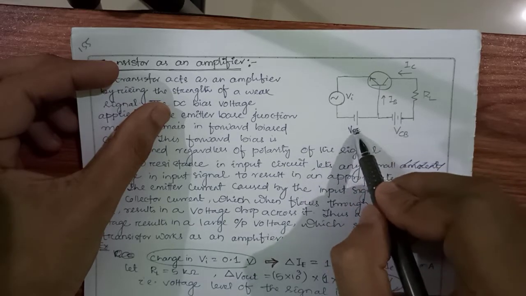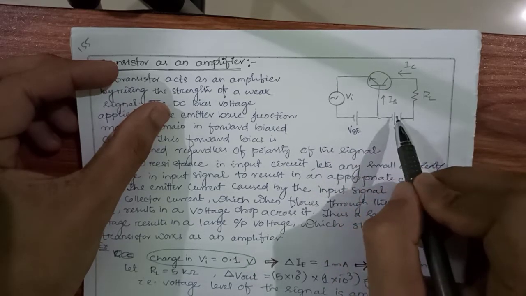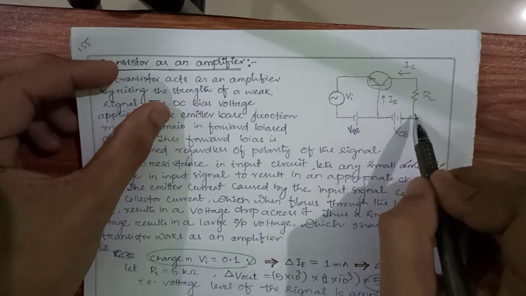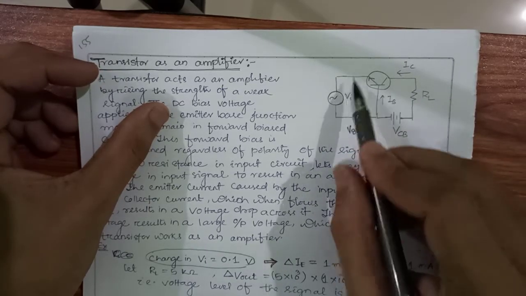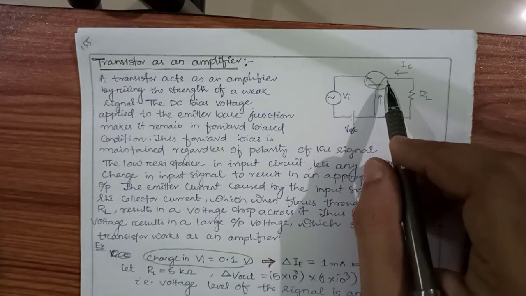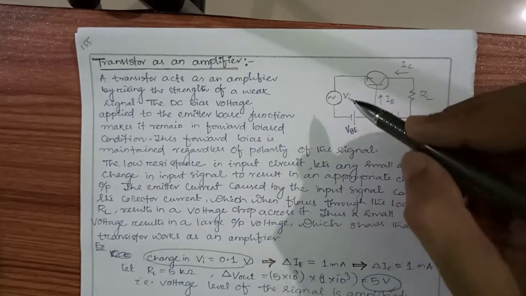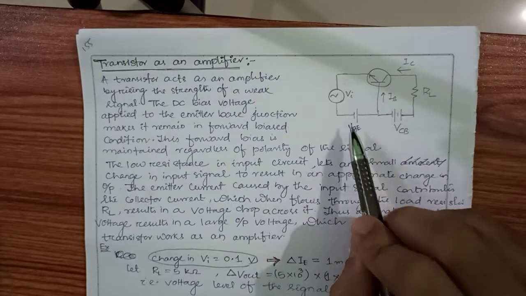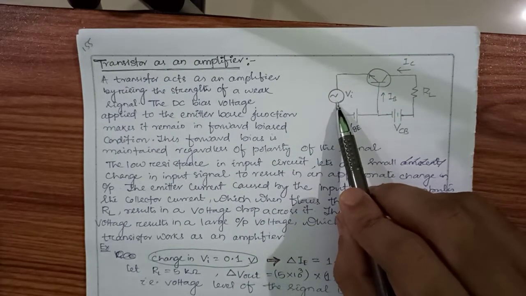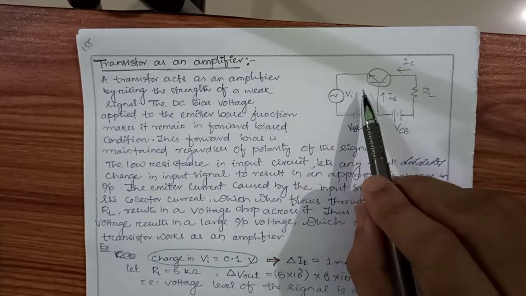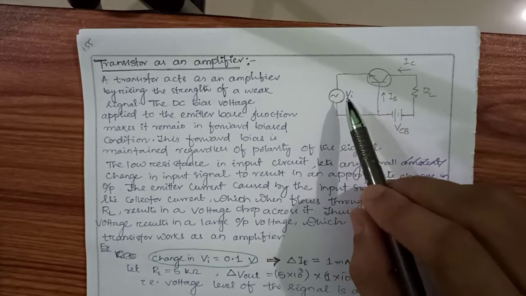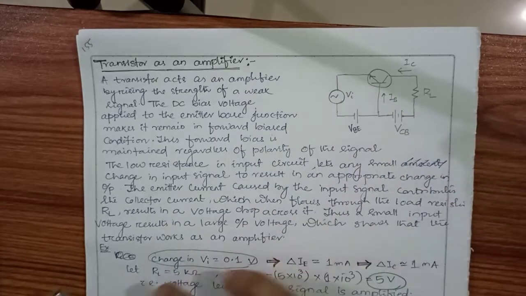It means the base emitter junction is in forward bias, and the collector base junction, with P type connected to negative and N type to positive, is in reverse bias. So it is in the active region, and we know our transistor will operate as an amplifier in the active region only. Along with this DC voltage, a very small AC signal is applied at the input side. Then we will see our output, how it is enhancing the signal.